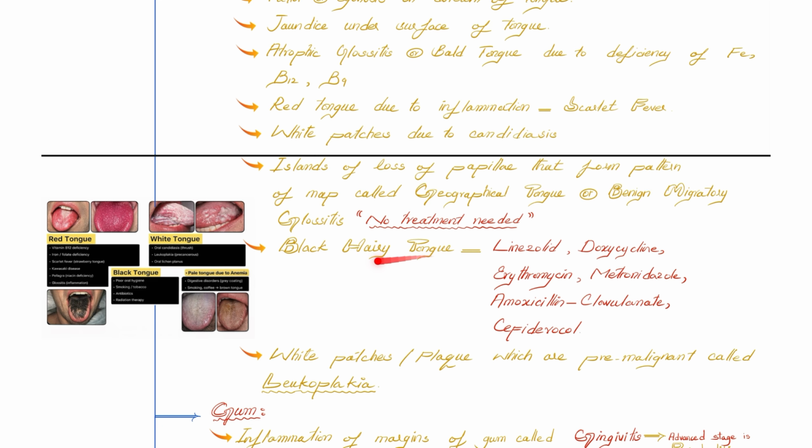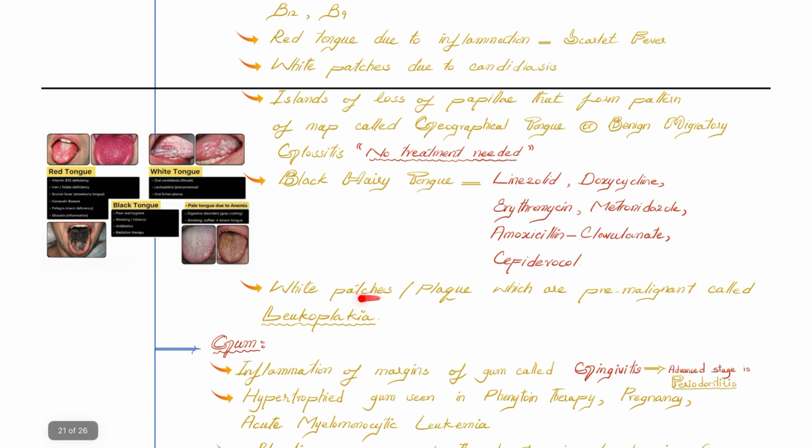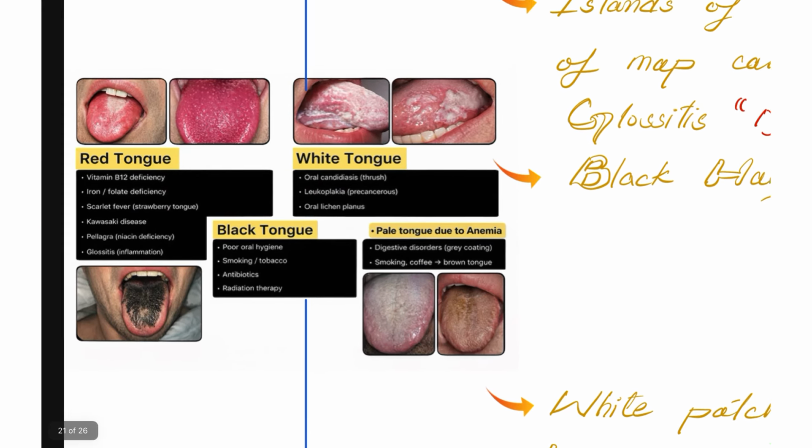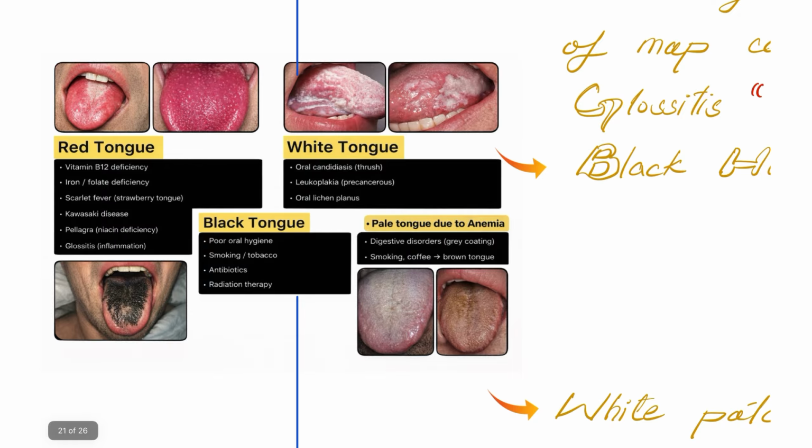Most commonly, it is caused by antibiotics like linezolid, doxycycline, erythromycin, metronidazole, amoxicillin-clavulanic acid combination, which comes by the brand name Augmentin, and cefiderocol. You can also find some white patches or plaque on the dorsum of tongue, and it can be indication of a pre-malignant condition, and this is called leukoplakia. As you see in the image, I have provided you some illustrative explanation of all conditions and findings that you will be able to find on the tongue.